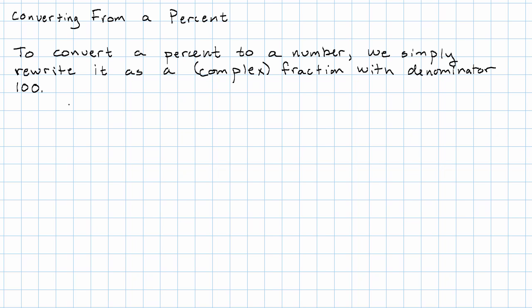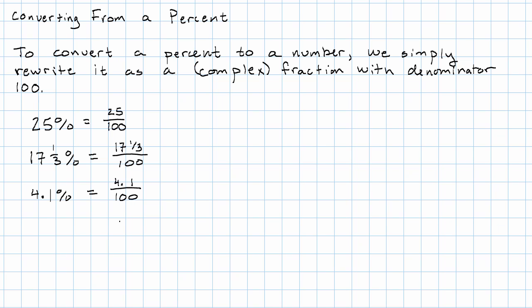Easily enough, to convert a percent to a number, we simply rewrite it as a possibly complex fraction with denominator 100. So if we have 25%, we would rewrite that as 25 hundredths. If we have 17 1/3%, we would rewrite that as 17 1/3 over 100. If we have 4.1%, we would rewrite that as 4.1 over 100.